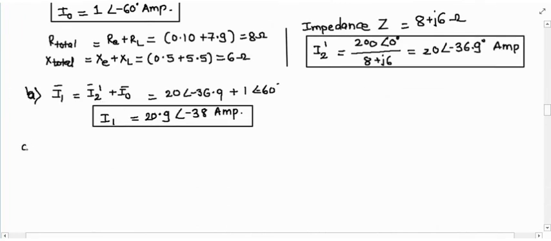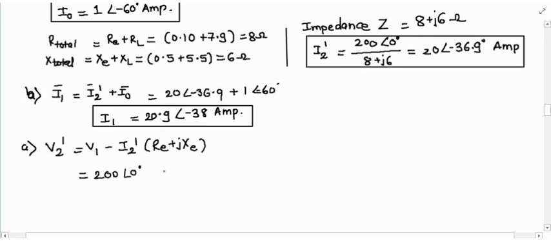Now you will come to the A part. So I will write my V2 dash equals V1 minus I2 dash into RE plus JXE, right? So this is nothing but 200 at an angle of 0 degree minus 20 at an angle of minus 36.9 into 0.1 plus J0.5.